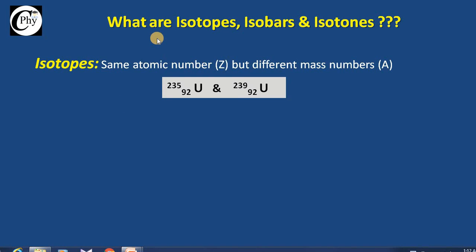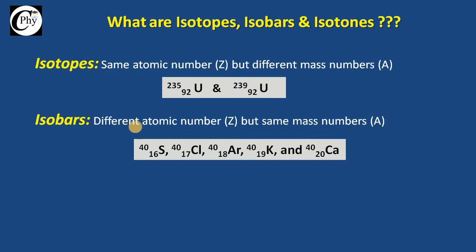Okay, now let's talk about isotopes, isobars and isotones. Isotopes are basically atoms which have the same atomic number but different mass numbers. For example, uranium-235 and uranium-239 are isotopes of the uranium atom. You can see these uranium isotopes have the same atomic number but different mass numbers.